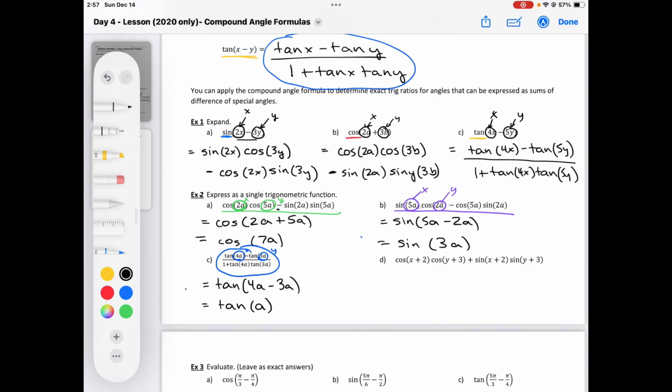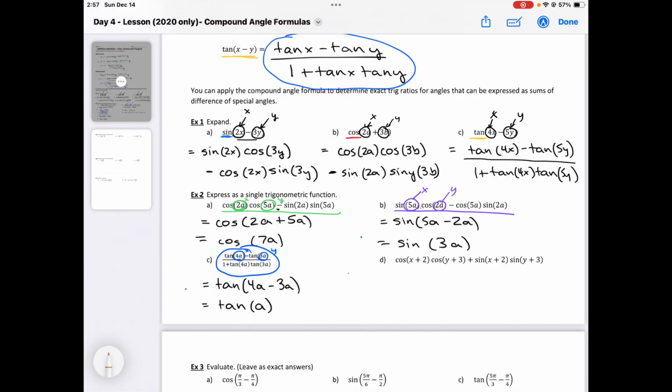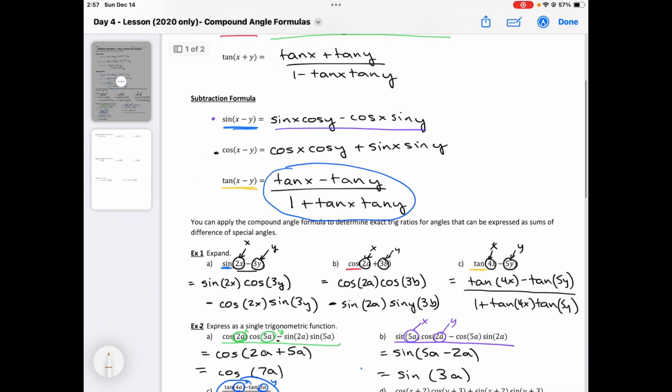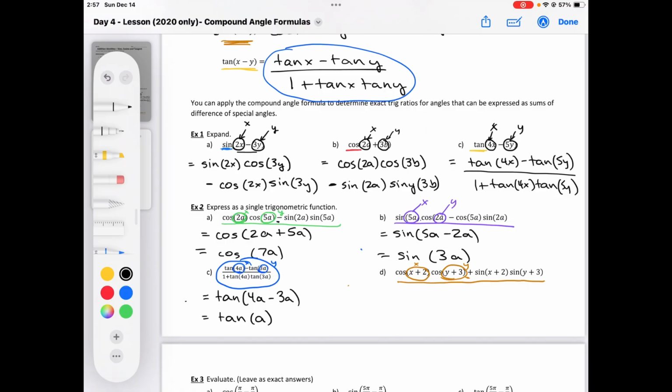The last one, I've got cos, cos, sine, sine. When I see that pattern, I'm looking at my cosine ratios. Let's use orange. Haven't used that color yet. So cos, cos with a plus in the middle. That is my identity of cosine x minus y. So that is the one that I'm matching up with here, where x plus 2 is my x value and y plus 3 is my y value.